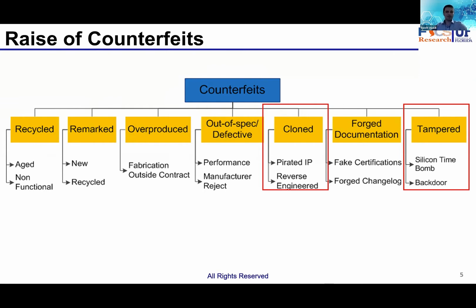So basically with the clone versions, without spending a penny on research and development, the same chips can be built for monetary benefits and advantages by an adversary, and they can go into the market. And the other case is the tampered and Trojans, which we have heard already a bit about.